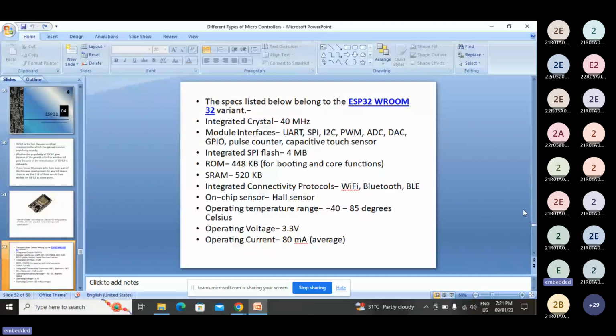It has an integrated 240 megahertz processor, module interfaces UART, SPI, ADC, PWM, DAC, GPIO, pulse counter, capacitive touch sensor, integrated SPI flash of 4 MB, ROM of 448 KB for booting and core functions, and static RAM of 520 KB. Integrated connectivity protocols are Wi-Fi, Bluetooth, and BLE. On-chip sensor is a Hall sensor. Operating temperature range of minus 40 to 85 degrees Celsius. Operating voltage is 3.3 volts. Operating current is 80 milliamps on average.